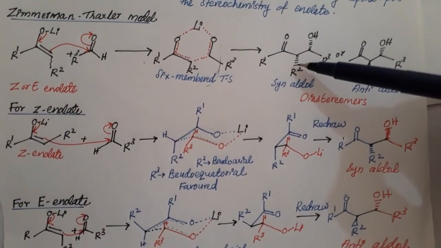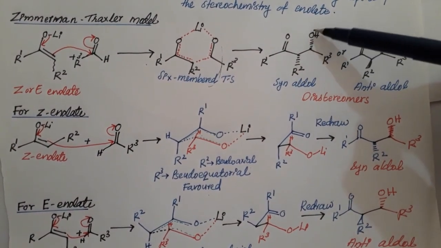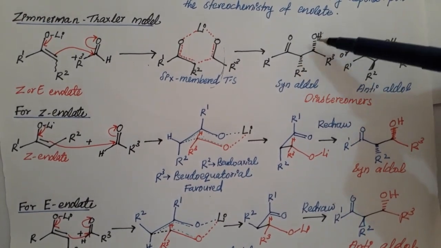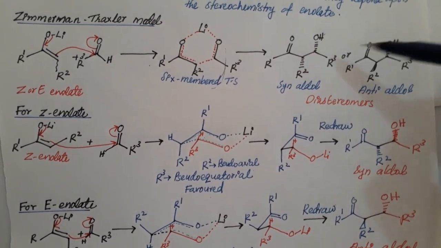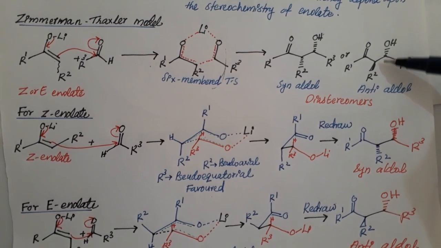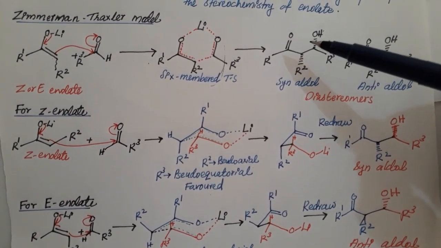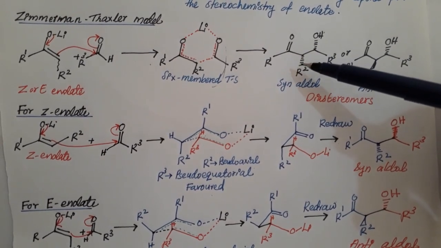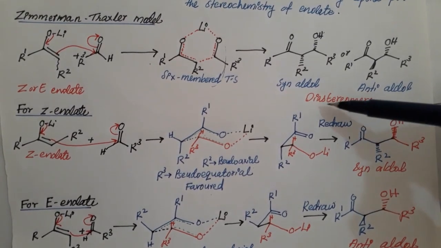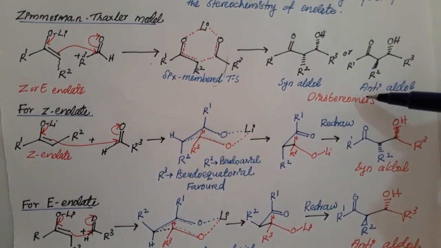What is the peculiarity of this aldol? This is called the syn aldol, because R2 and OH are both on the same side, that is, both in dash. It can be both in dash or both in wedge. Here it is called the anti-aldol, because R2 and OH are in opposite directions. So there are two chances to have either the syn aldol or the anti-aldol, and their relationship is that they are diastereomers. That's why it is called a diastereoselective reaction.